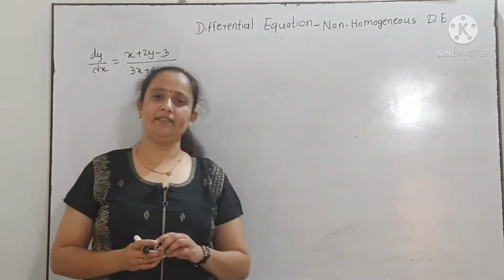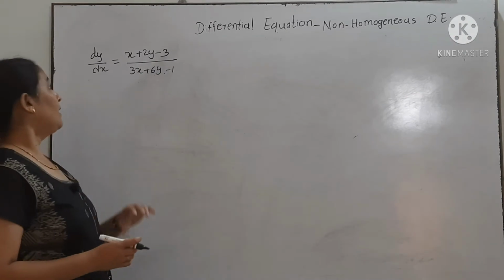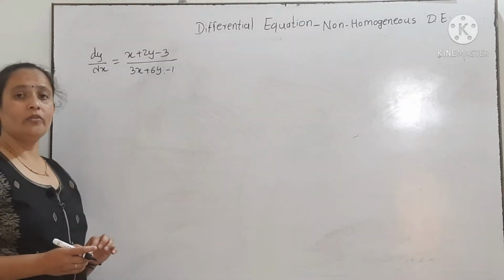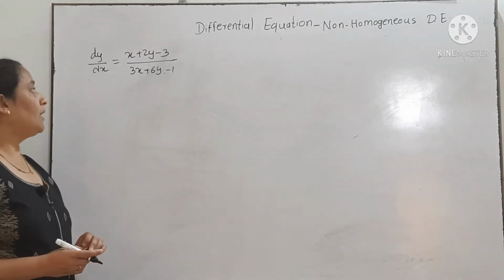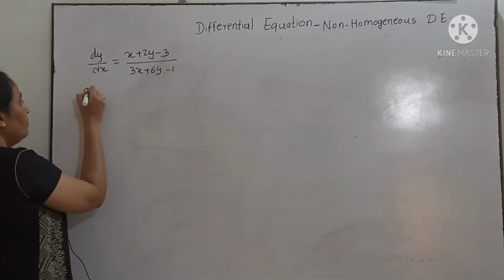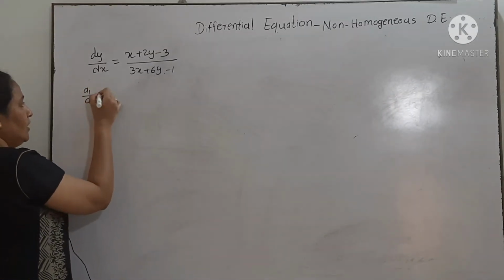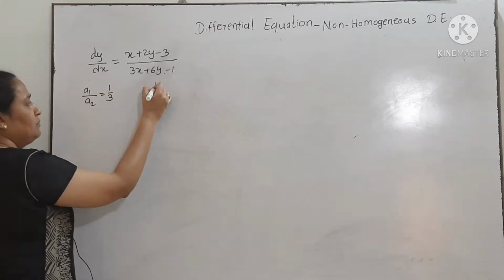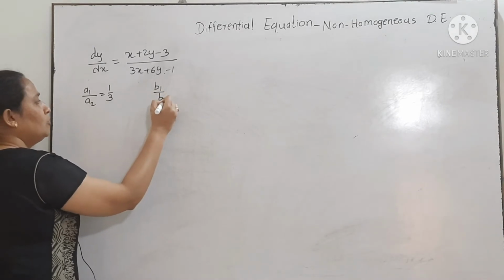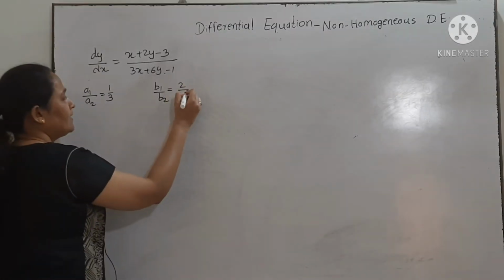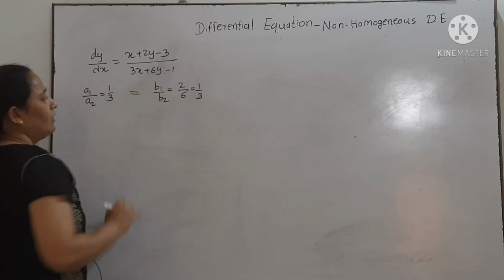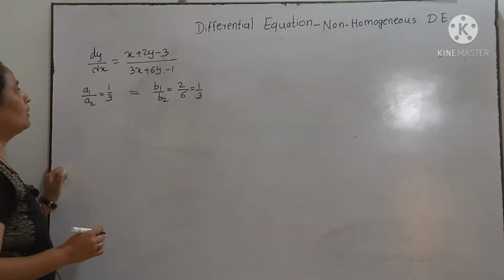Okay, we'll take the next example. Say dy by dx is equal to (x plus 2y minus 3) upon (3x plus 6y minus 1). Now if I'll find a1 upon a2, that is ratio of coefficients of x, it is 1 by 3. Similarly, if I'll find b1 upon b2, this is equal to 2 by 6. 2 by 6 is nothing but 1 by 3. So what you have? a1 upon a2 equal to b1 upon b2.